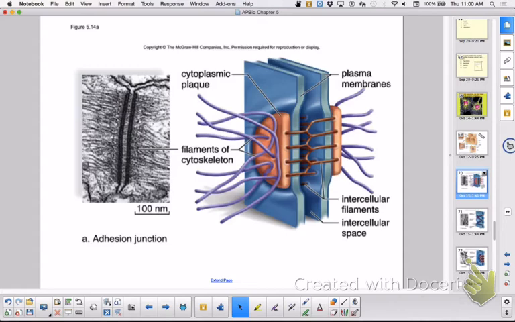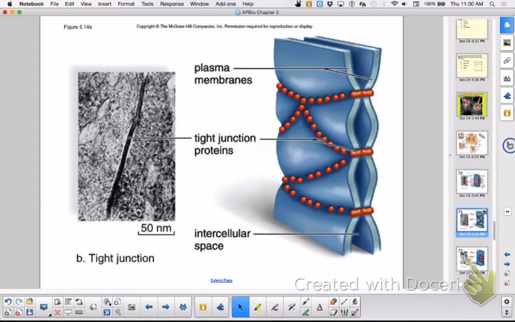Okay, your next one I want you to look at is called a tight junction. And this is when it's protein to protein. So make a tight junction with your knuckles. Tight junction. See how tight it is? It's one protein connected to another protein. This is good. It doesn't allow for leakage. Like you don't want things to leak out of your intestines.